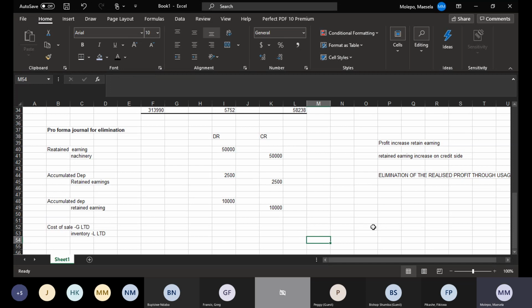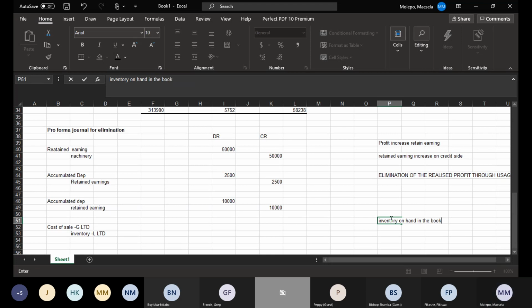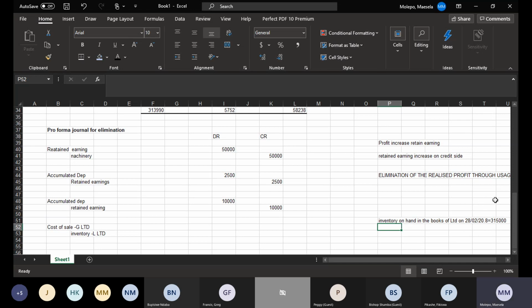So this comes as a result here. Let's break it down. Inventory on hand in the books of L Limited on the 28th February 2008 equals 315. So there is inventory sitting in our books as L Limited. So this inventory is not yet sold to any individual outside the group. So it means we have an outstanding inventory on our books.